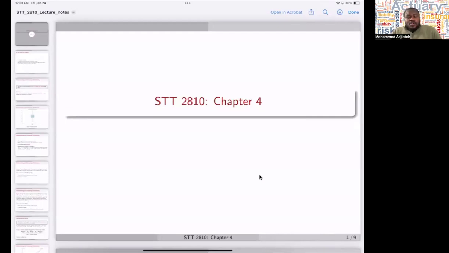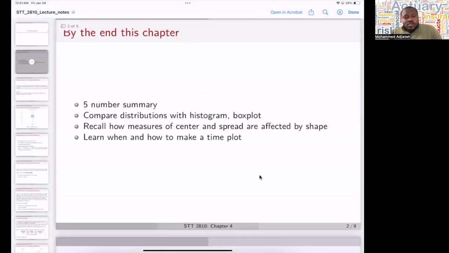Today we'll be talking about chapter 4, and by the end of this class, we've already learned how to use StatCrunch to produce number summary. We've already talked about histogram in our previous chapters. Today we'll be focusing more on box plots, and remember we've already spoken about how we measure center and spread. We will look into more details on that, and then we would also make time plot and also archive.